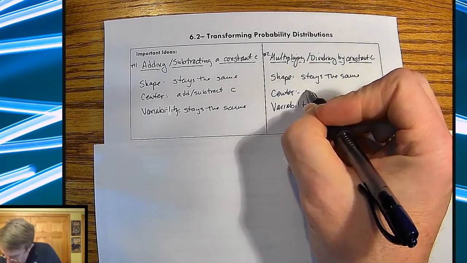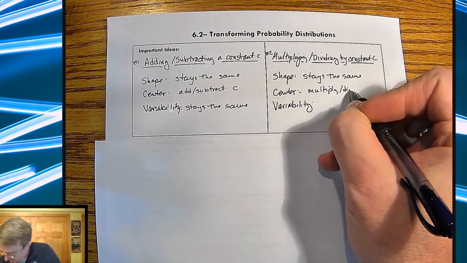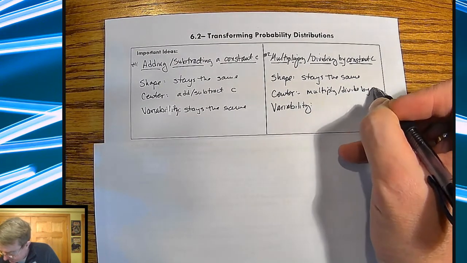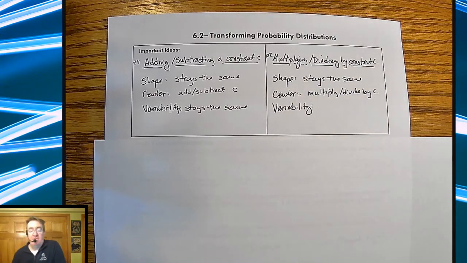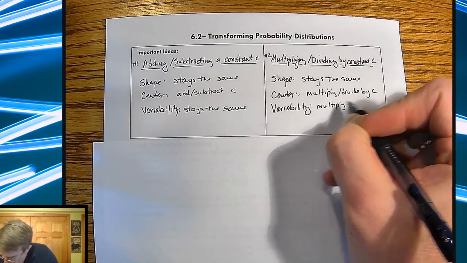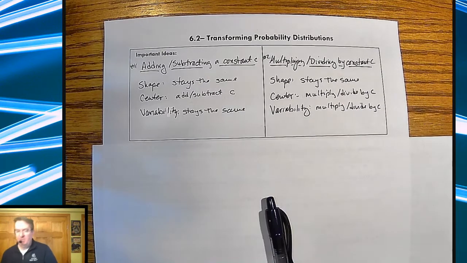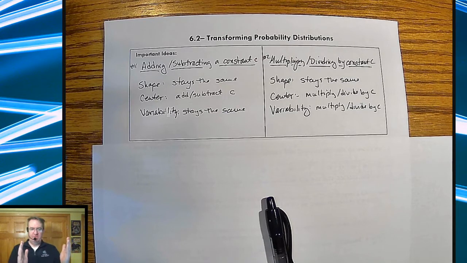Now for center, we ended up multiplying or dividing by our C value. And then for your variability, we ended up doing the same thing, because again, you're spreading out the data more. This is my data here, if I double this amount, it's going to go twice as far away. So the top number is going to go here, where the bottom number is only going to go a little bit, and so that gap gets bigger.